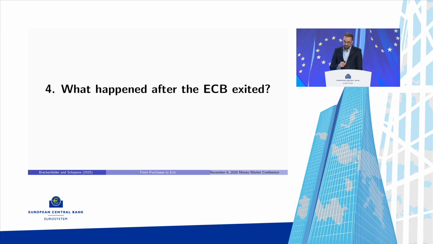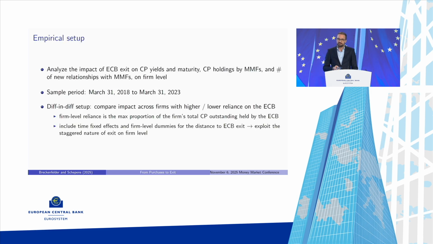Now, as a final step, what happens once the central bank leaves the market? In fact, the short maturity of commercial paper allows us to study directly this quantitative tightening. Our analysis is around the impact of the exit on commercial paper, and we regress on commercial paper yields and maturity and commercial paper holdings by money market funds. We'll also look at the new relationships a firm develops. And this diff-in-diff setup compares the impact across firms with higher versus lower reliance on the central bank.